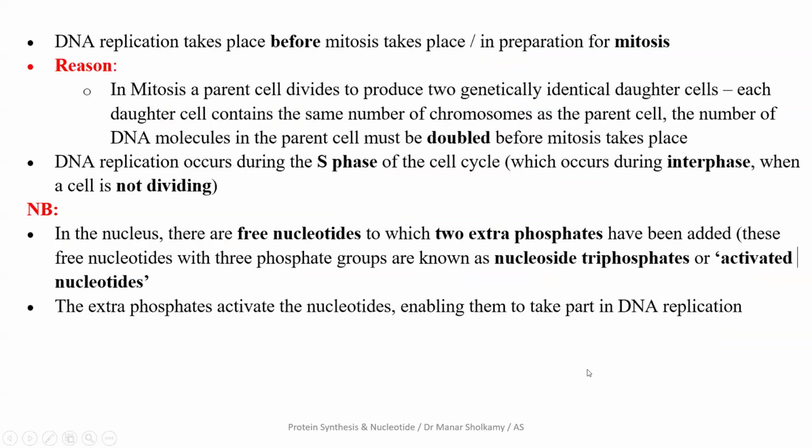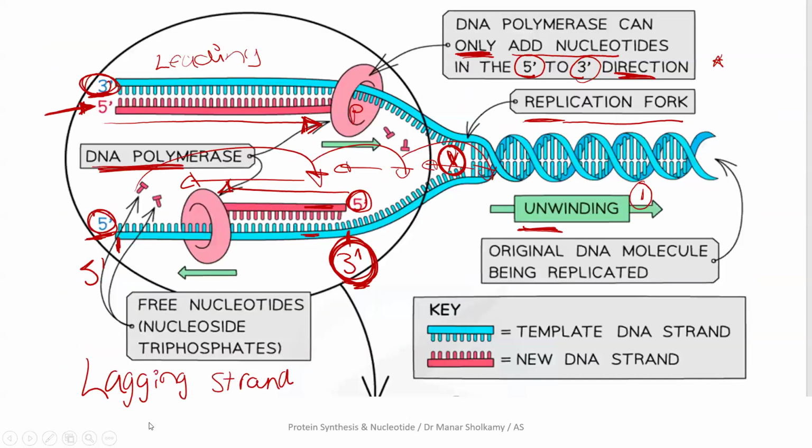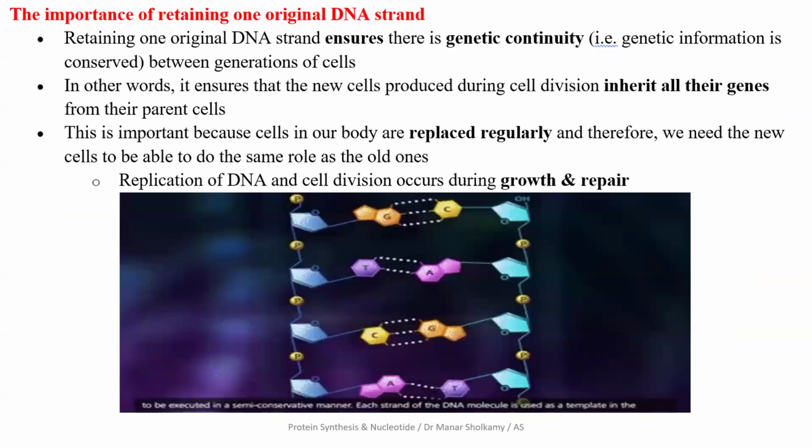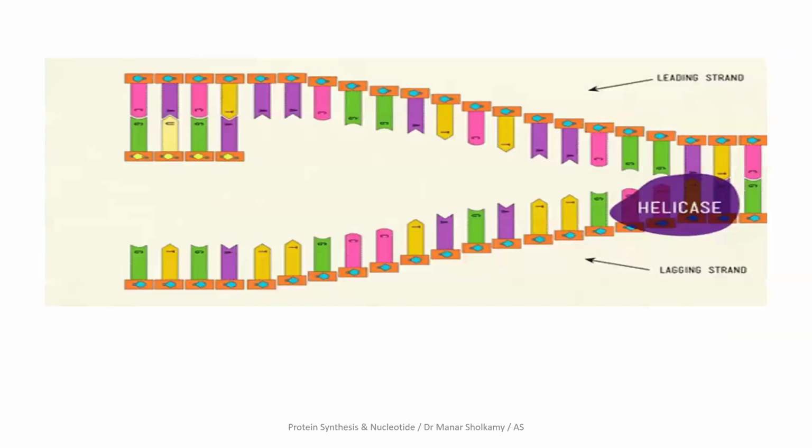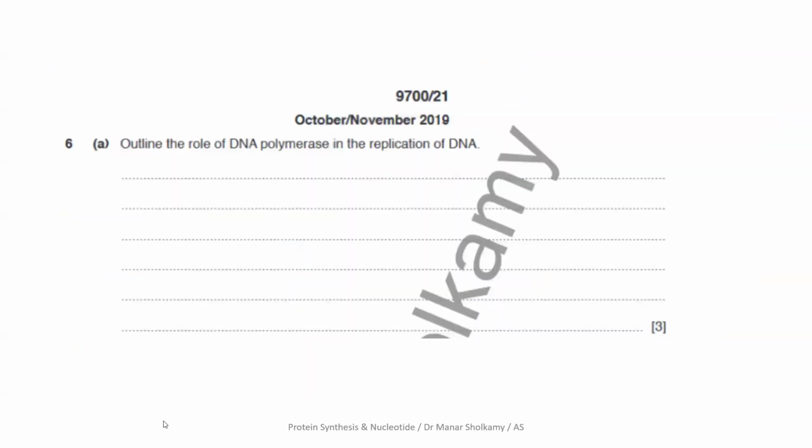Okay, now I want to summarize all this because see this question, I put it for you here. This question is very common. Discuss DNA replication. Outline the role of the DNA polymerase in the replication of DNA. Actually, here they want only the function or the role of the enzyme, but in other questions, they ask you to discuss the replication. 5-6 marks. Now, what do we do? We want the 5-6 marks.